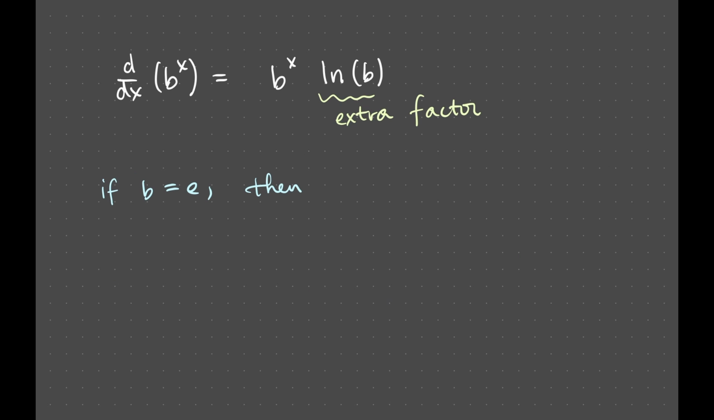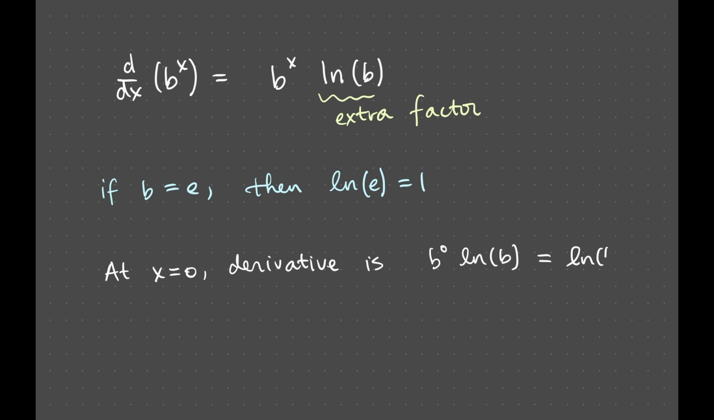In particular, when b is the natural number e, then this factor becomes 1 since the natural log of e is just 1. But for other bases, this factor of the natural log of b is some other number that's not equal to 1, and this other number is actually the value of the slope of the graph of b to the x at the y-intercept. Indeed, the slope at the y-intercept is just the value of the derivative at x equals 0, which, according to the rule, is b to the 0 times the natural log of b, which is just the natural log of b.